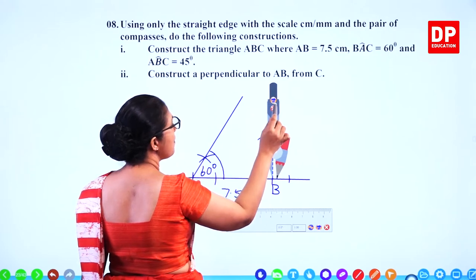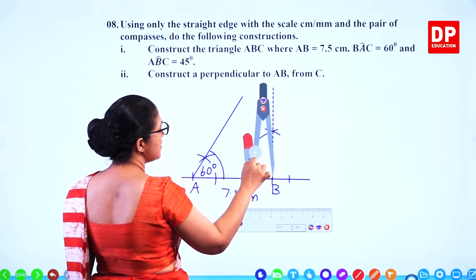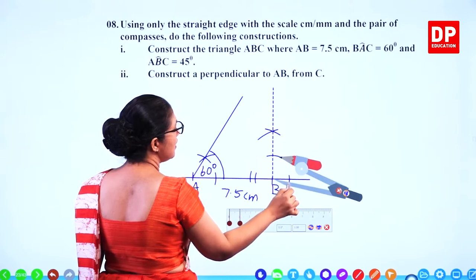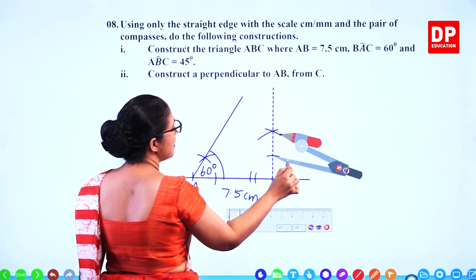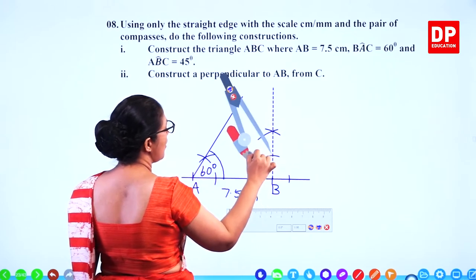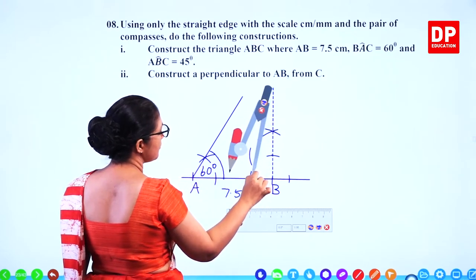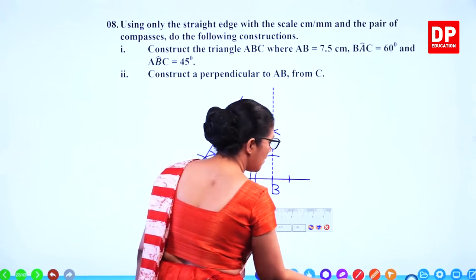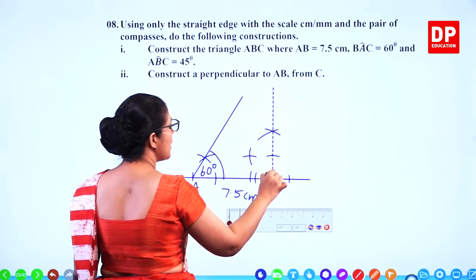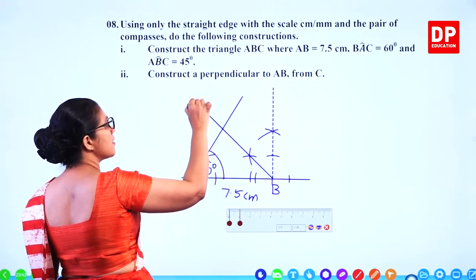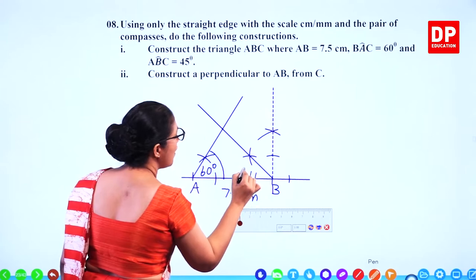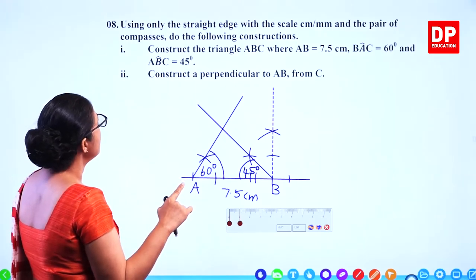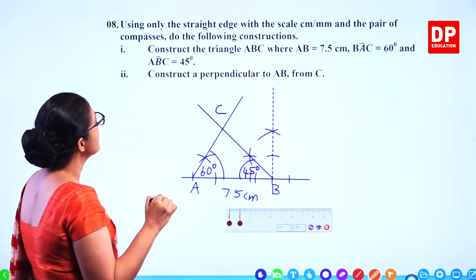Now bisect the 90 degree angle. Take a certain distance. Draw an arc here, and then take that arc to find the intersecting point in the middle. So this is the 45 degree angle. So we can connect it. So this is 45. So 60, 45, and this point is the C point.